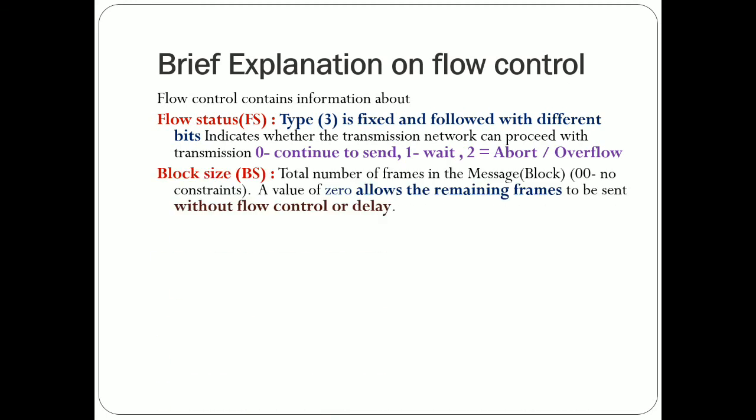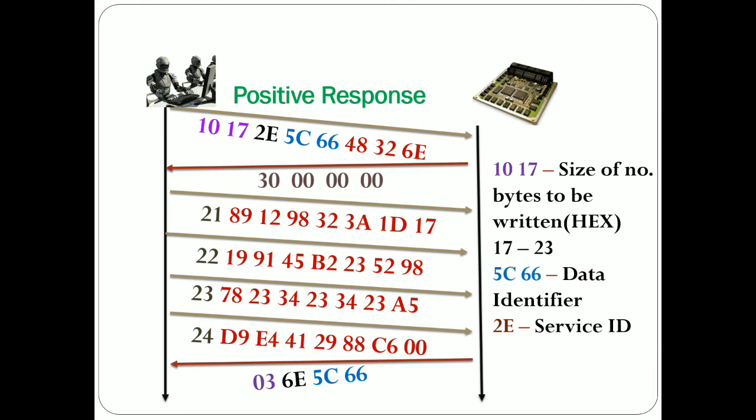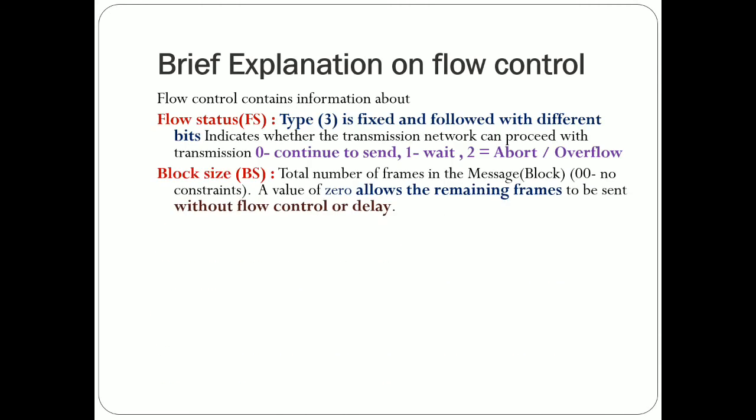Then the second is block size. It is the total number of frames in the message block; 00 means there is no constraint. So I am talking about this second one. In this flow control, 30 has been discussed, then 00. This 00 means the total number of frames in the message block has no constraint. The value of 0 allows the remaining frames to be sent without any flow control or delay.